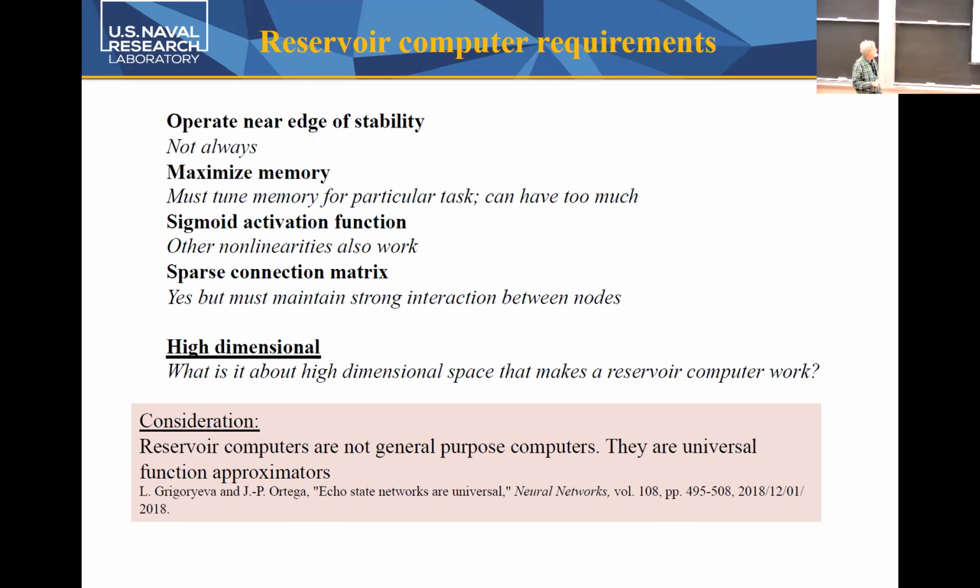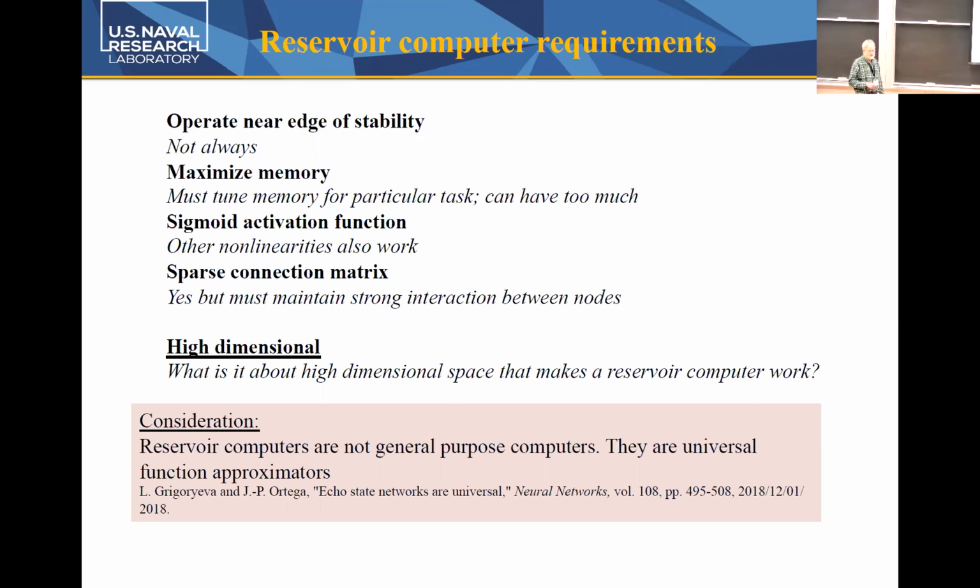And I find there actually are some good things about a sparse connection matrix, but there are some qualifications: you still have to be careful you maintain a strong interaction between nodes. The final assumption I'm going to mention is that a reservoir computer has to be high dimensional. We're mapping signals into a high dimensional space is pretty much what everybody says, and they claim that's why these work. So I'm going to question that assumption.